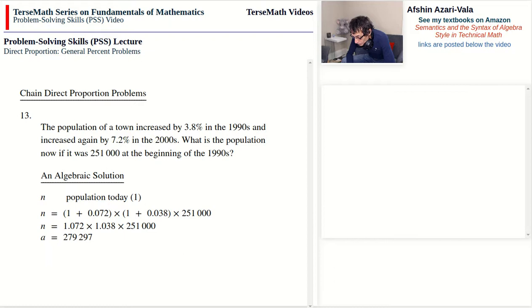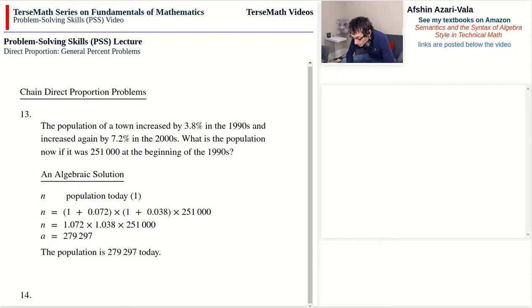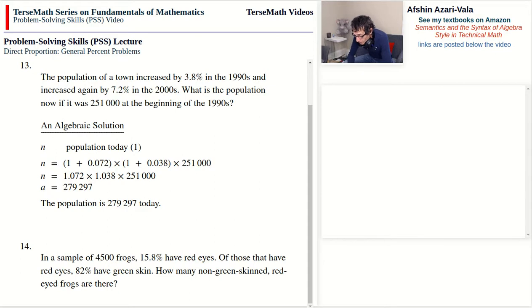And the grand total comes to 279,297. So the population today is 279,297. Now in this case, we had a situation where we were looking for two grand totals in a row. Here's another problem where we're not looking for two grand totals in a row.